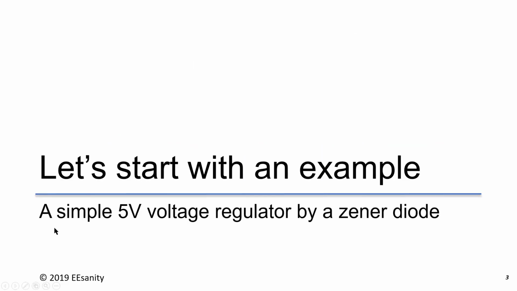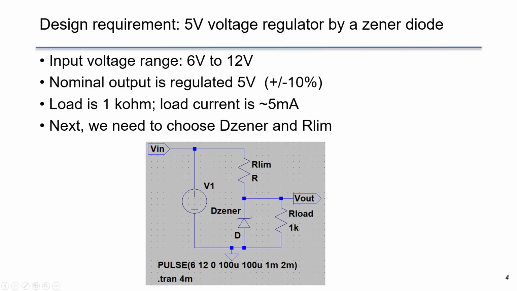Now let's begin. Let's start with an example to build a 5V Zener diode voltage regulator. Here are the design requirements for a 5V voltage regulator using a Zener diode. The input voltage range is from 6V to 12V. The nominal output voltage is regulated at 5V plus or minus 10% as tolerance. The load is 1 kΩ. The load current is 5 milliamps.